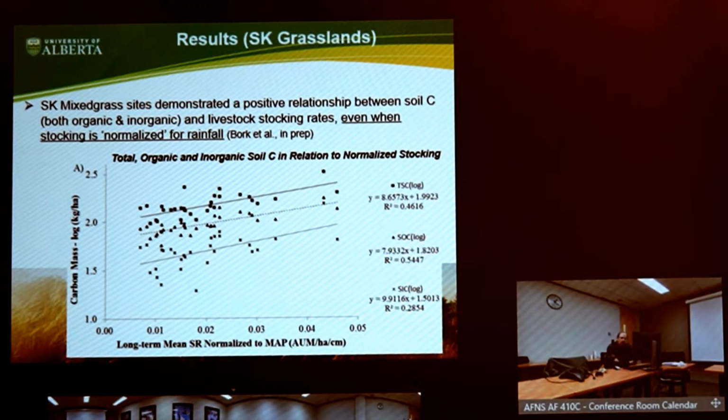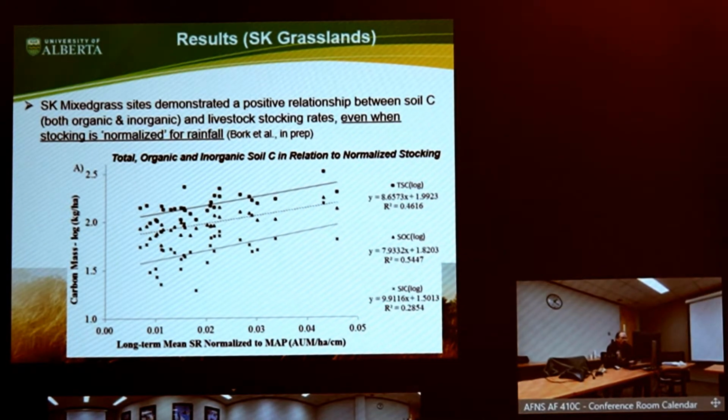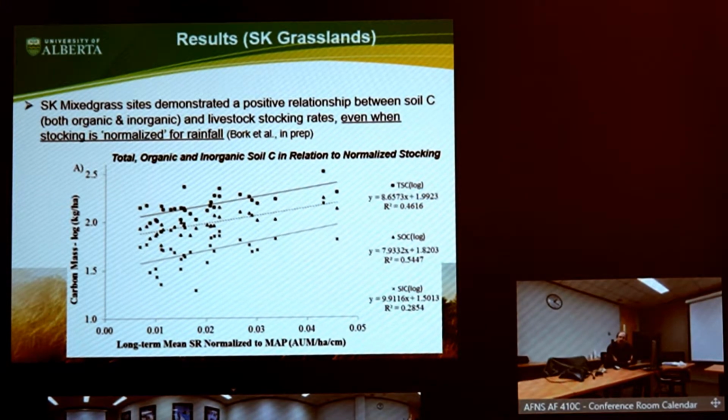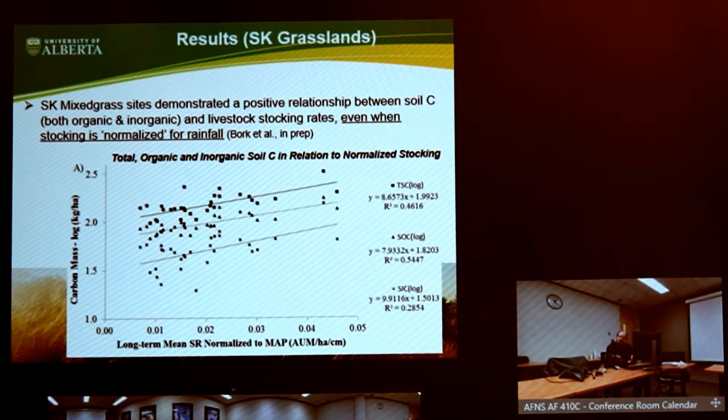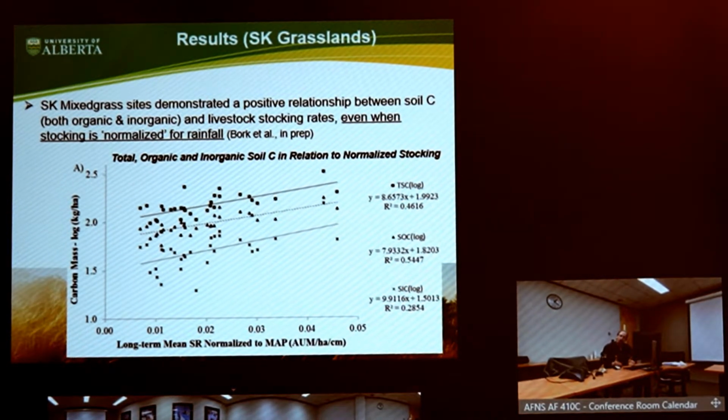Okay, so this is maybe the most important graph that I'm going to show you today. This is the relationship between carbon mass in the top 60 centimeters of soil and what I call mean stocking rate normalized for precipitation. And the reason we normalized is because we know that areas that are wetter are going to produce more biomass, and we expect them to therefore support higher stocking rates. So we had to adjust that somehow. So we basically created a normalized stocking rate index.